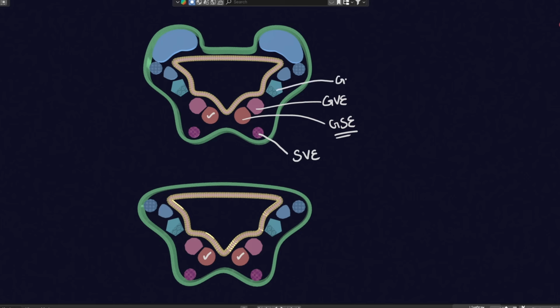And this is the general visceral efferent, along with that we have the special visceral efferent. So both general as well as special visceral efferent. Then we have the general somatic efferent, right? And then we have special somatic efferent.